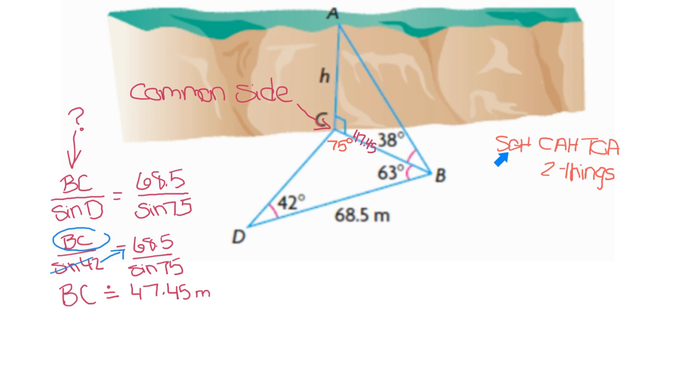Are you going to use sine? Do you have the opposite and the hypotenuse? Are you going to use cos? Do you have the adjacent and the hypotenuse? Or are you going to use tan, opposite and adjacent? So figure out what you know in this triangle and what you need in this triangle. Figure out if it's sine, cos, or tan.